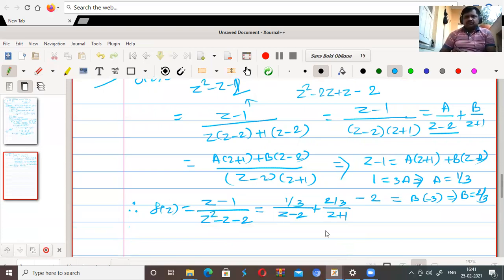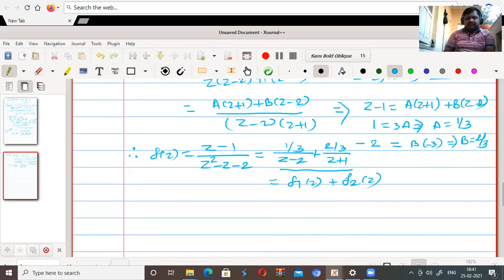At z equal to 0, this whole function is analytic. So we can find the Taylor series expansion about z equal to 0 of this function. I will call this f1(z) plus f2(z). We'll find them one by one now: the Taylor series expansion of f1(z) about z equal to 0, and that of f2(z) again about z equal to 0.